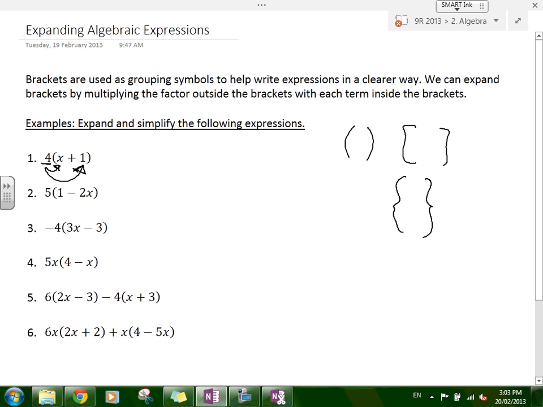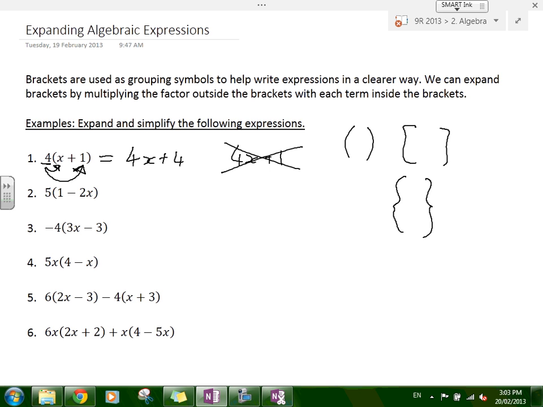Factorize to get brackets in the expression, and you expand to get rid of the brackets. Okay? So basically, if you follow through these examples, what we have to do is multiply the 4 with the x and with the 1. So this is going to become 4x plus 4. Good. 4x plus 4. Please don't do this. It is not 4x plus 1. It's 4x plus 4. Because you have to multiply the 4 with both terms inside the bracket.